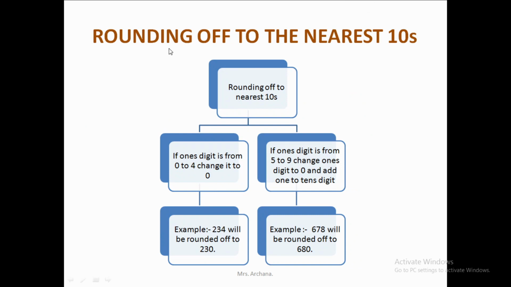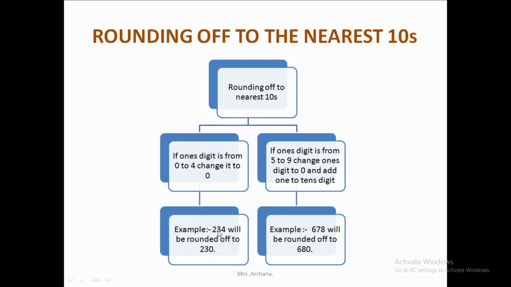Now we will learn how to round off a number to the nearest tens. To do that, we have divided the digits from 0 to 9 into 2 parts: one is from 0 to 4 and another is 5 to 9. If in the ones place we find any digit between 0 to 4, including 0 and 4, then it will round off to 0. And if we find 5 to 9 in the ones place, then it will round off to the next digit. That means the tens place will increase.